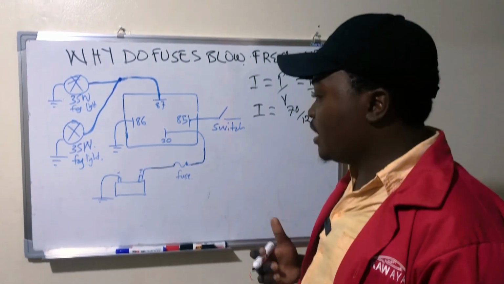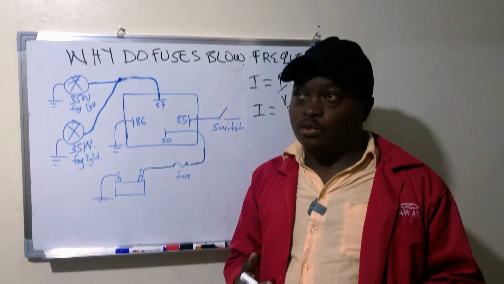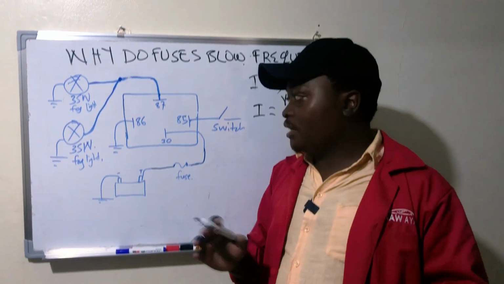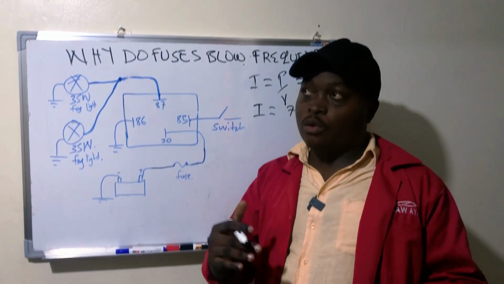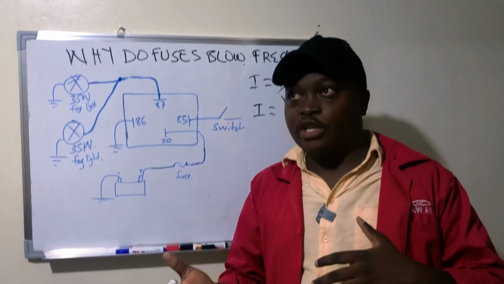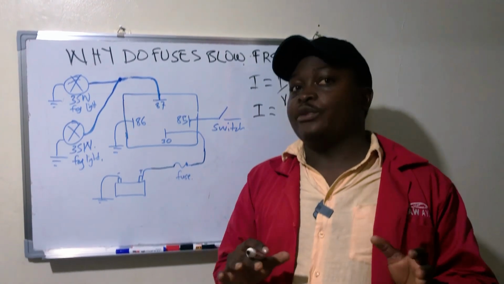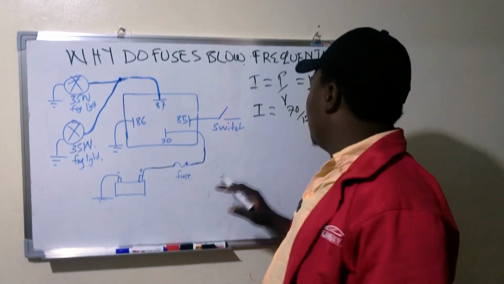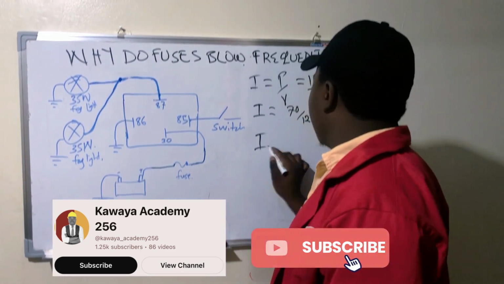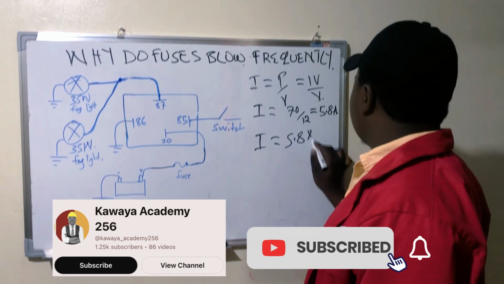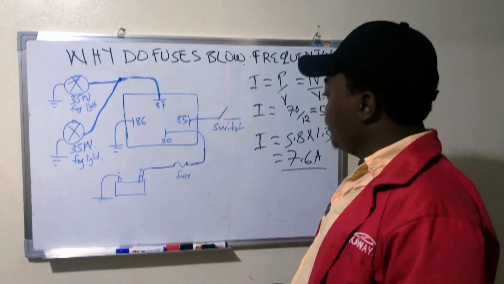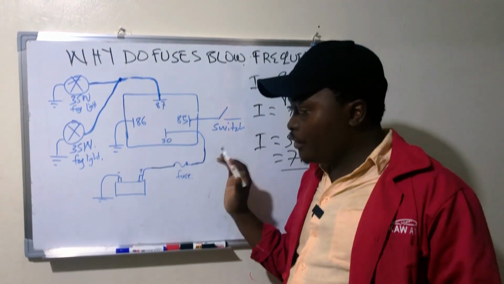But when they're manufacturing fuses, there are other factors that are taken into consideration, like temperature, environmental factors, current surges, and so on. So for this issue, they introduced what we call a safety margin. And the safety margin is usually 25 or 30% increment on the actual current in the circuit. So we are going to increase this current by 30%. So I'm going to say current is 5.8 times 1.3, which is essentially 7.6 amperes. So this is the current that must pass through the fuse.